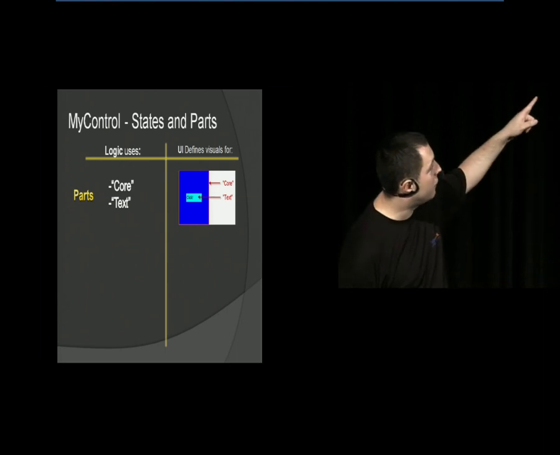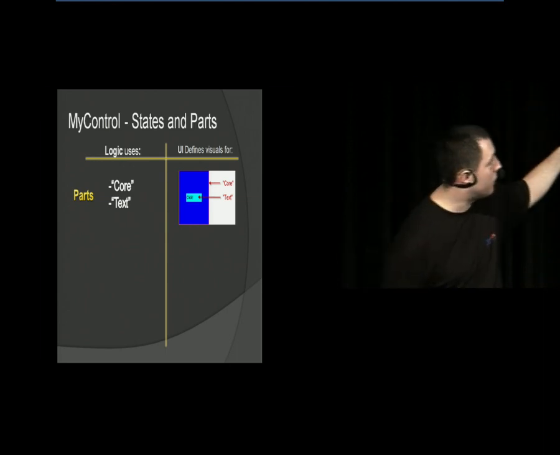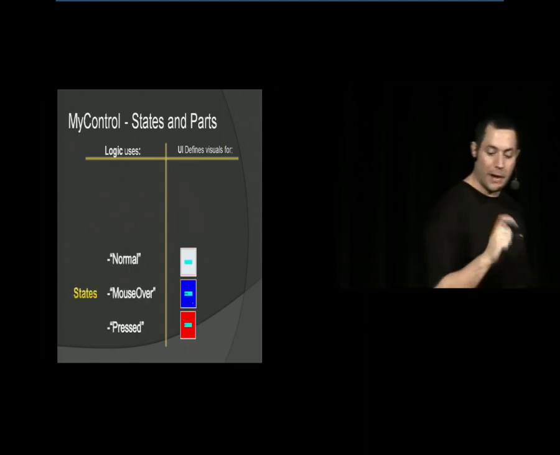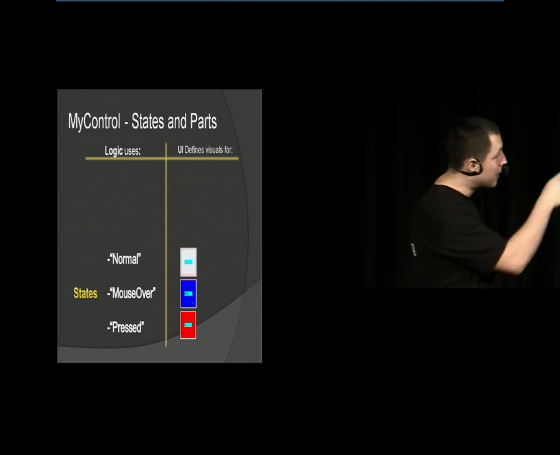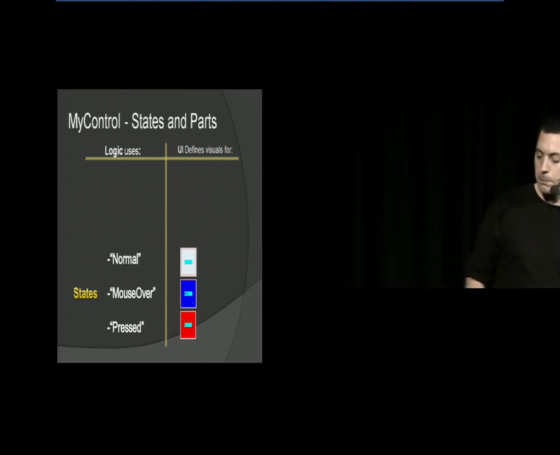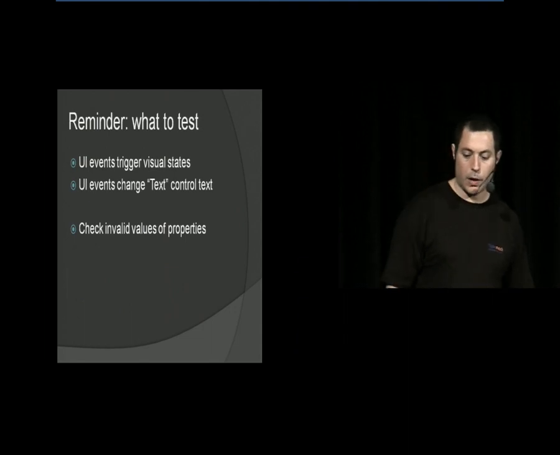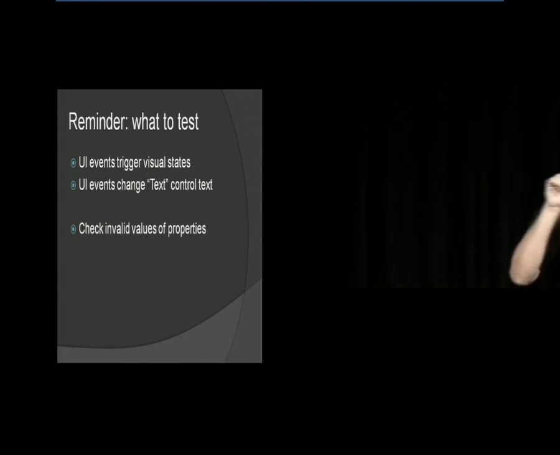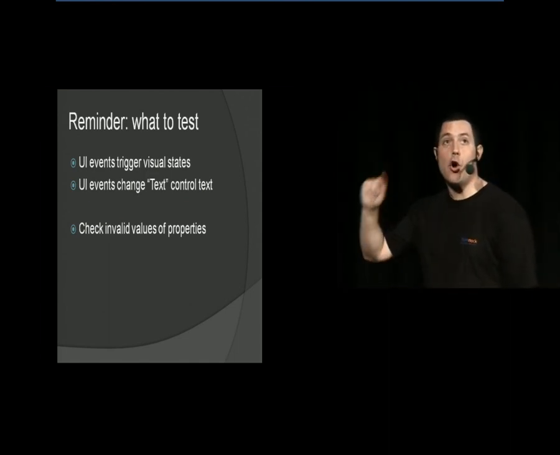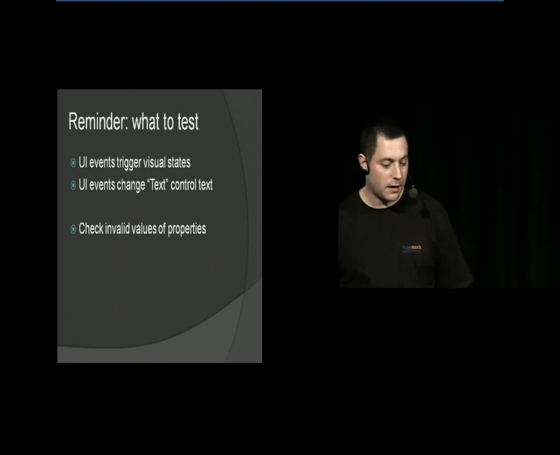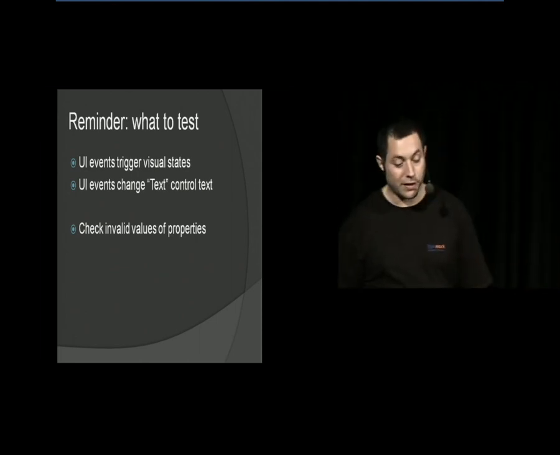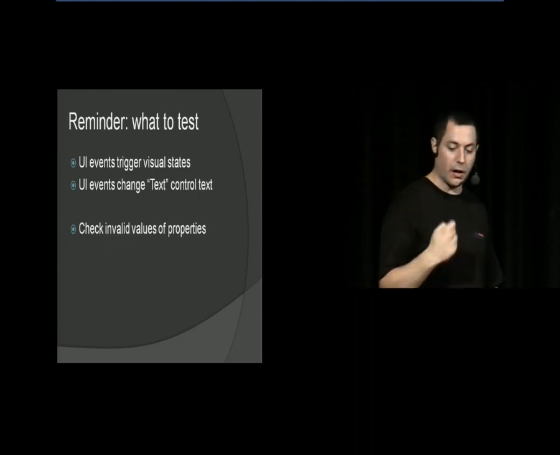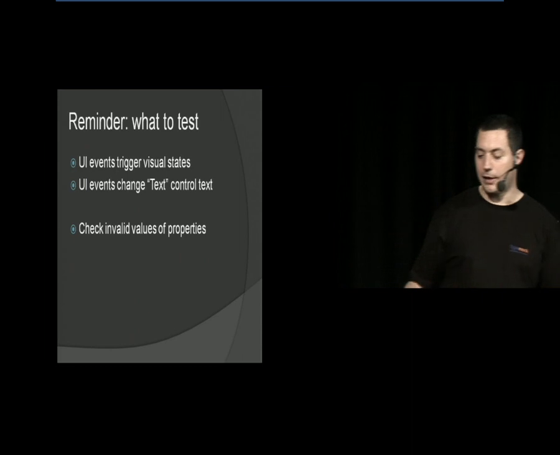Remember, these are our parts. We have parts core and text, and you can see that core is the rectangle, text is the text box, and we have three states: normal, mouse over, and pressed. And each one of them currently looks like this. So I want to test that when I, for example, click, the visual state is changed. That is just a call to the visual state manager. And that when I click or mouse over or stuff like that, the text in the text box control, which is an internal control, will change as well. And I want to check invalid values of properties.